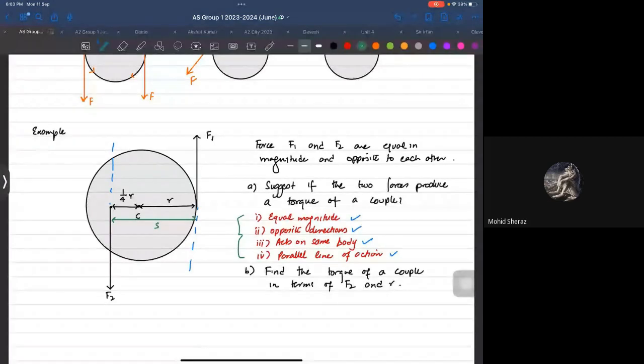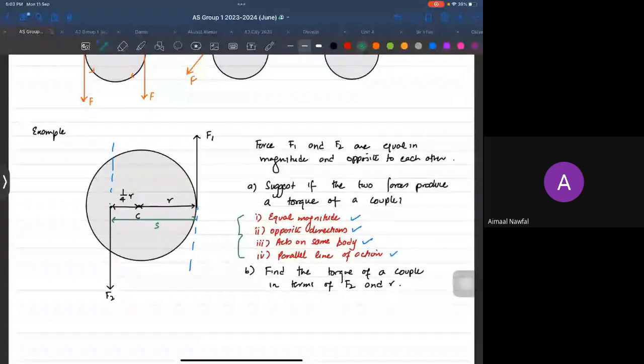Now that you know that this is a torque of a couple, can you please do the next part? It's good that you asked the question, because it's clear. Yes, Imal, is it F2 times 5 by 4R? Yes, that is correct.